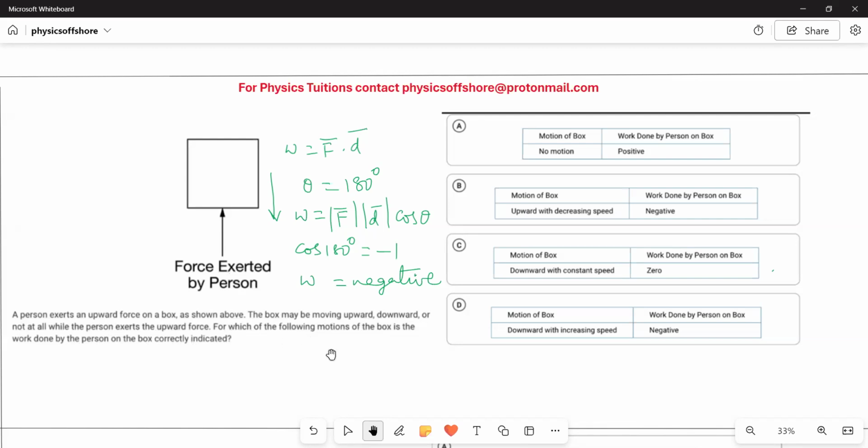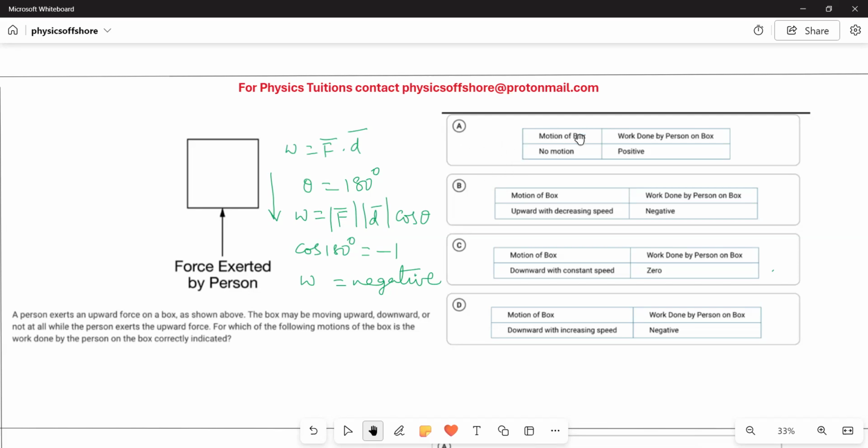This is a College Board MCQ. Here, what is happening? The box is held by a person, and the person is holding the box, exerting the force in the upward direction. The box may be moving upwards or downwards, or it may be at rest. We don't know. Now we have four options, and we have to find out which option is correct. It is a single select question.